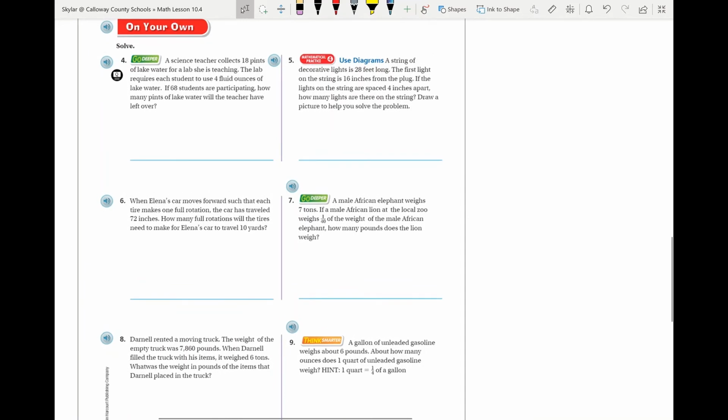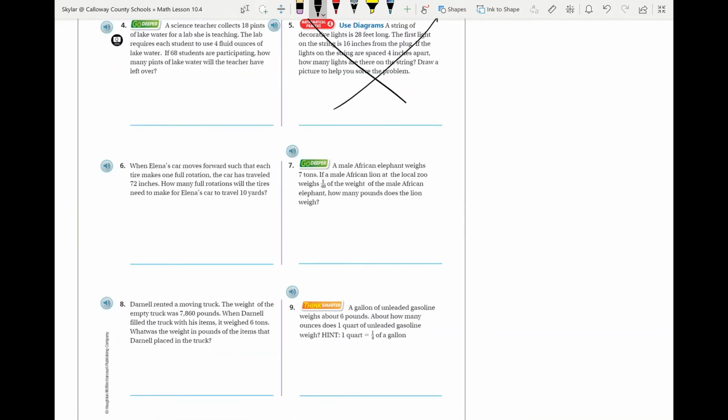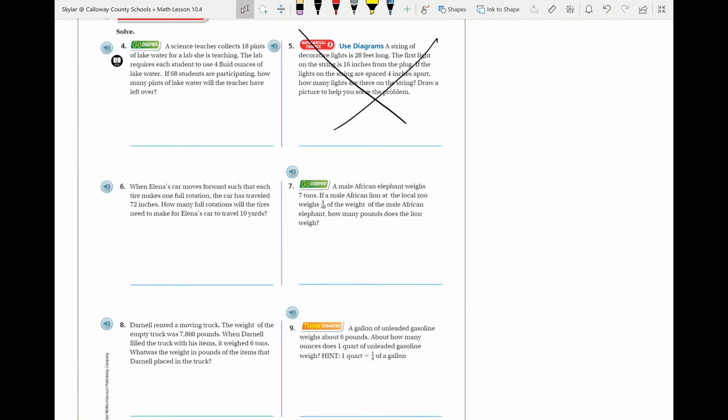So, I'm going to throw you some help here really quick. And number 4 and number 7 I'm going to go over for you, or with you rather. Then 6, 8, and 9 you all will get to try by yourself. So, I trust you all can do it. But let's go over 4 and 7.